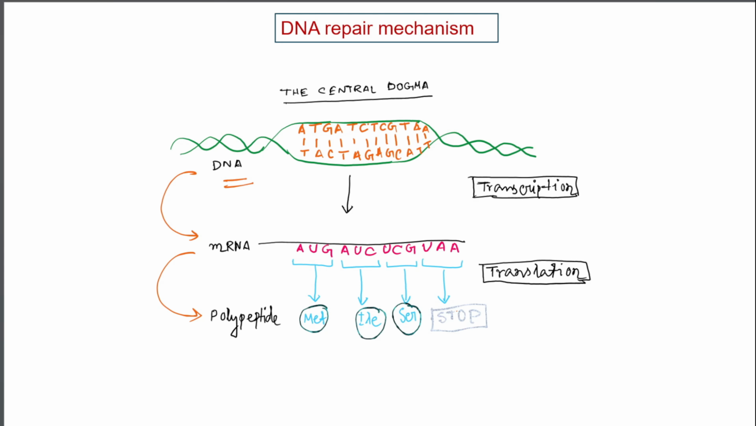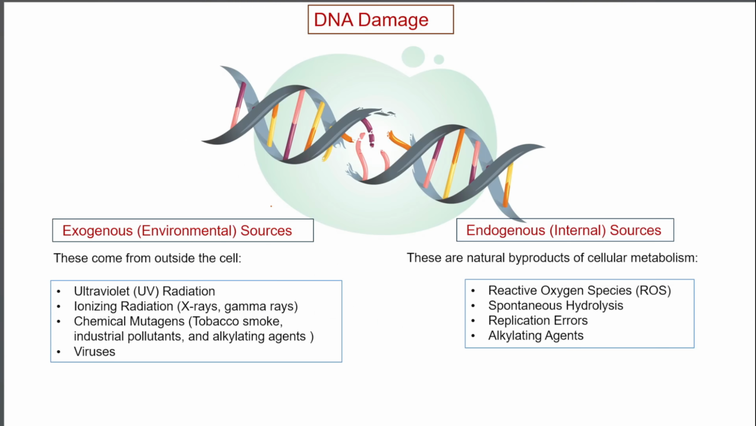First we will learn about how the DNA is damaged. DNA is damaged in two different ways. One is exogenous sources, another is endogenous sources. The exogenous sources arise from the environment, that is, from outside the cell. That is ultraviolet radiation, ionizing radiation, and chemical mutagens like tobacco smoke, industrial pollutants, alkylating agents, and viruses that affect the DNA and also damage the DNA. And endogenous sources arise from normal cellular metabolism, that is, the byproducts of cellular metabolism, that is reactive oxygen species, spontaneous hydrolysis, replication errors, and alkylating agents that damage the DNA.